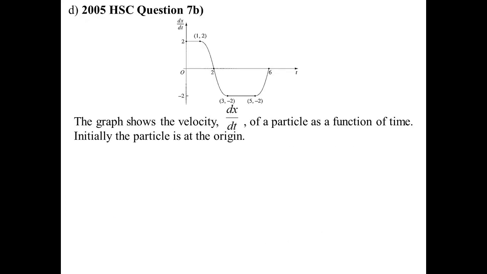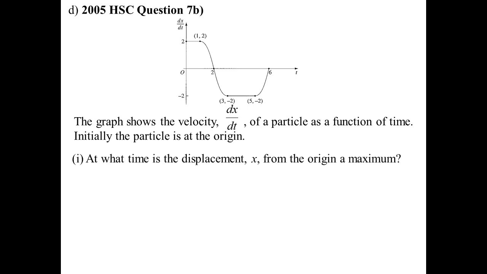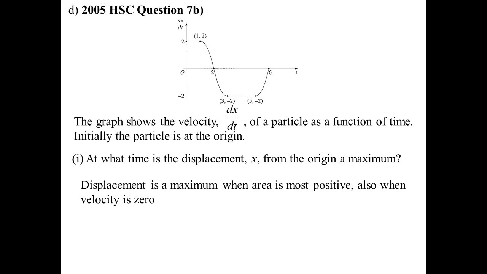All right, let's look at one more. So once again, they've given us a velocity time graph. What time is the displacement a maximum? Displacement is a maximum when the area is most positive, so also when the velocity is equal to 0. So whichever way we do it, it's at t equals 2.